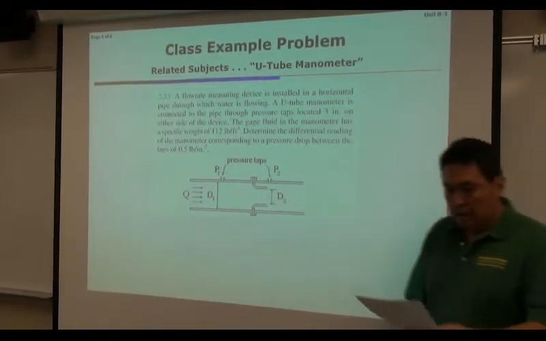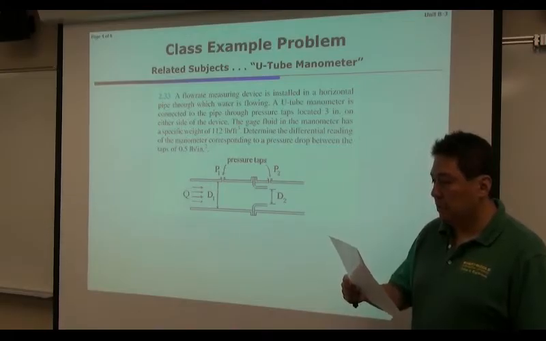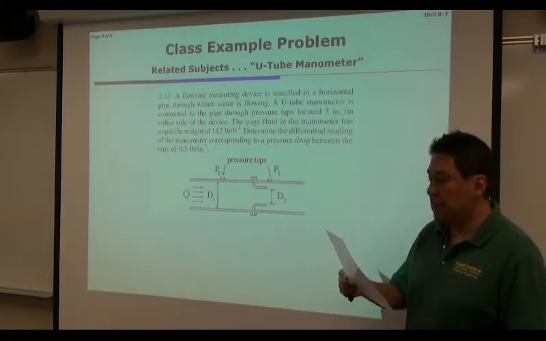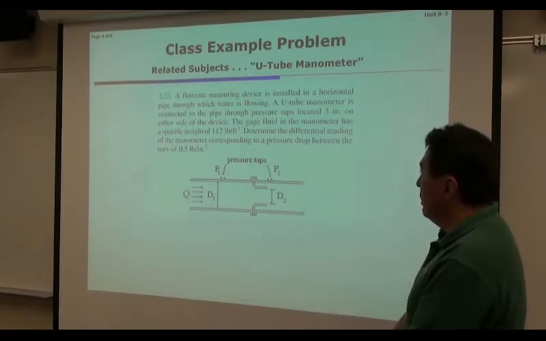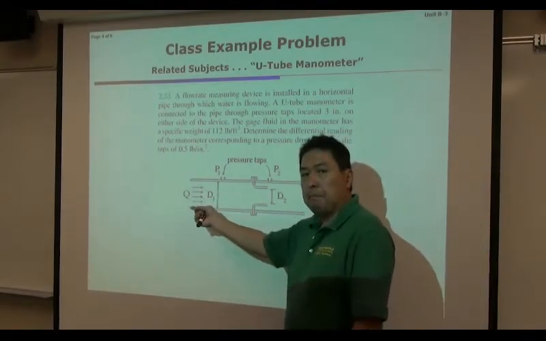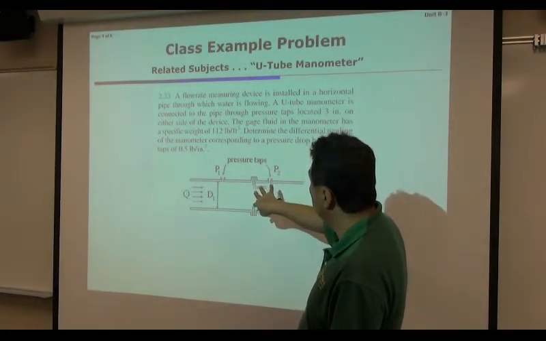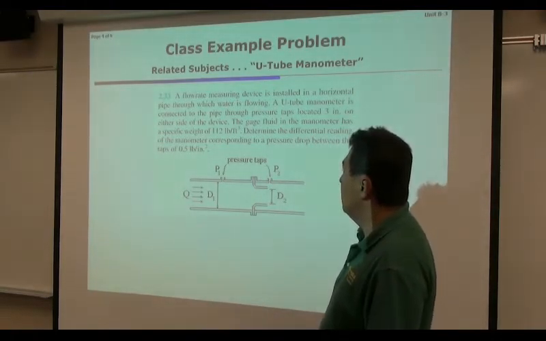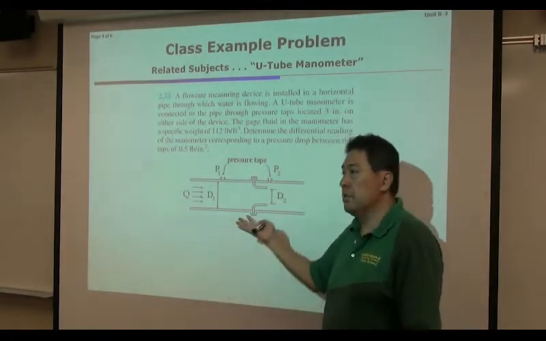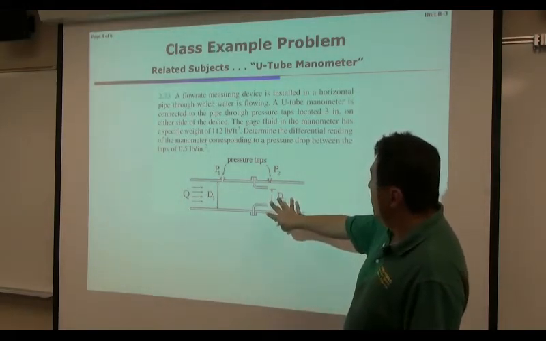Okay, so now let's take a look at class example program unit B3 page 4. This is a pipe flow, and this is a special device called the flow rate measurement device. We are going to cover flow rate measurement devices later, so this is just a sneak preview of what's going to come later. So let's take a look at it.